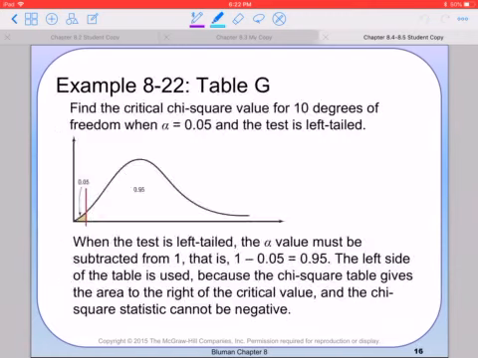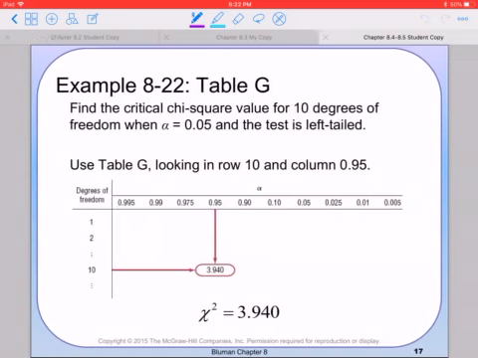Now on the next example here, we got a left tail test. 10 degrees of freedom, alpha is 0.05. So we draw our nice picture. We got the area is 0.05, the area on the right is 0.95, and that's the value that we need to look up because our table tells us the area on the right. So we look that up. Our 0.95, 10 degrees of freedom, we get 3.940, which is our chi-square.